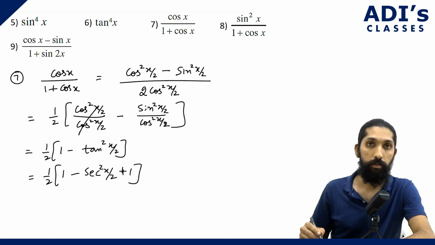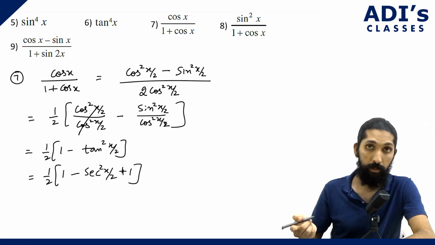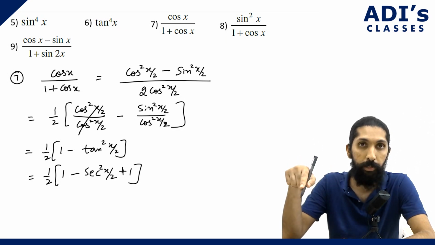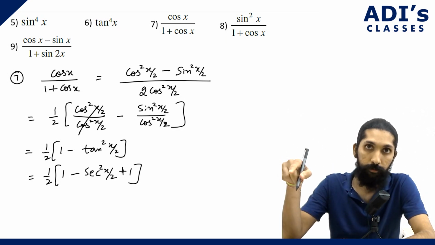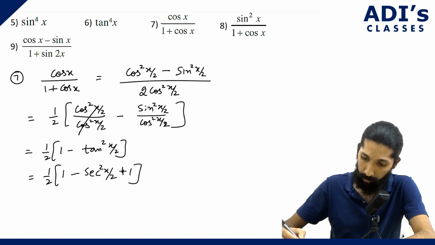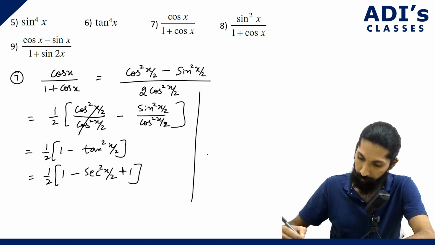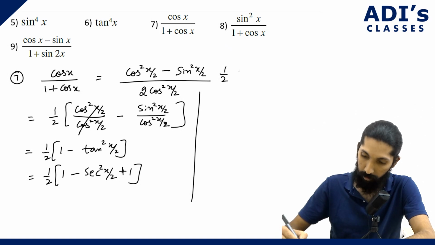Got it? Minus of minus, right? Because it's minus tan square x by 2. So minus of... So this is going to become now half of 2 minus secant square x by 2.